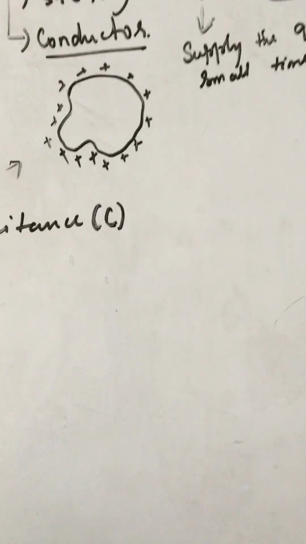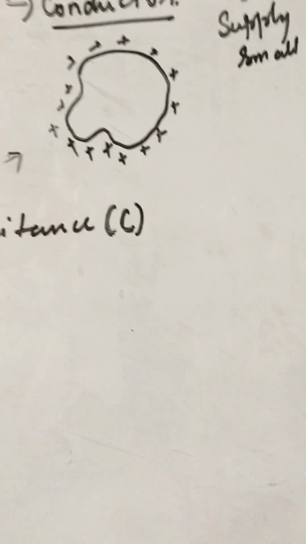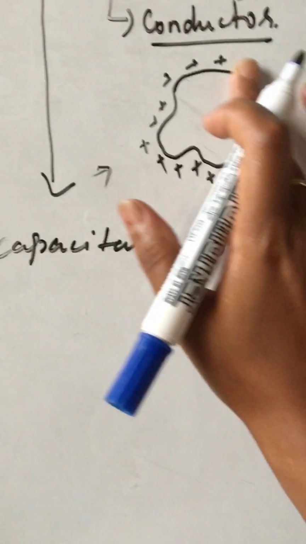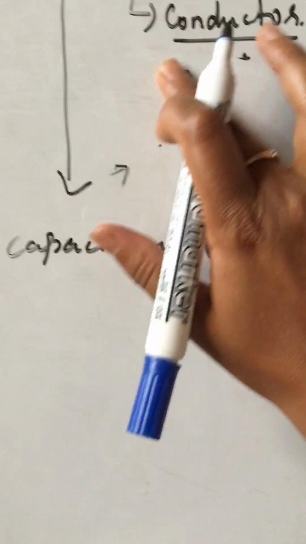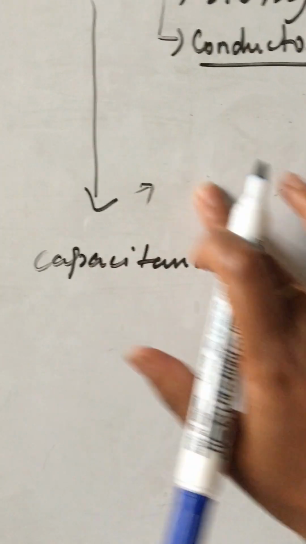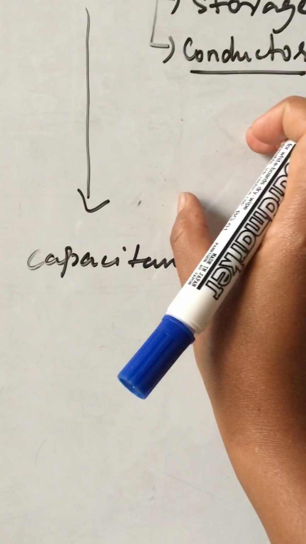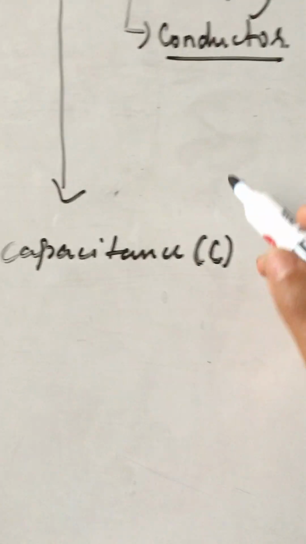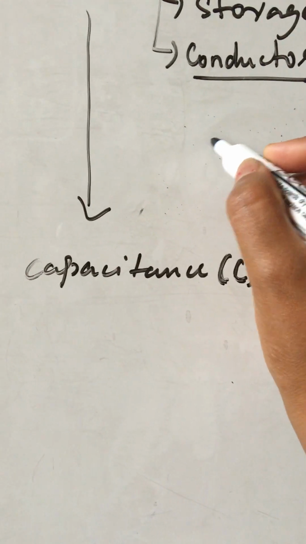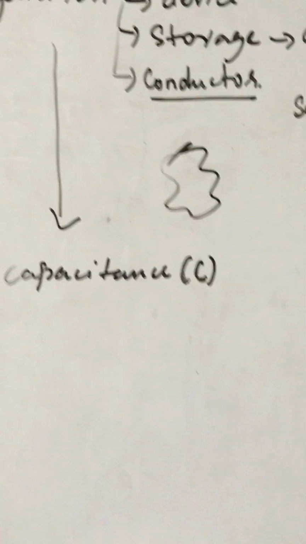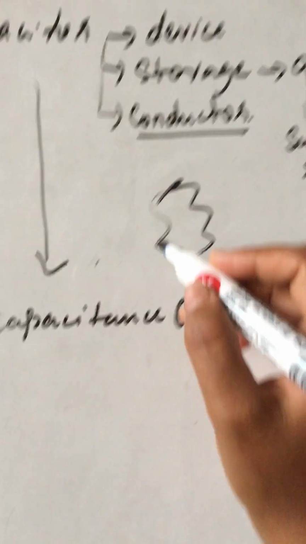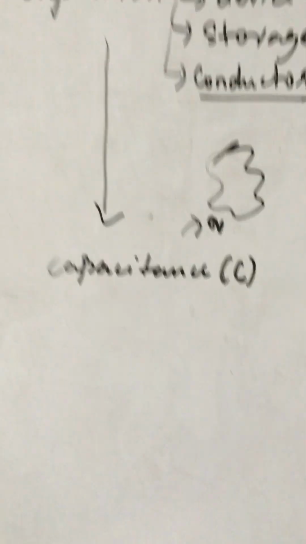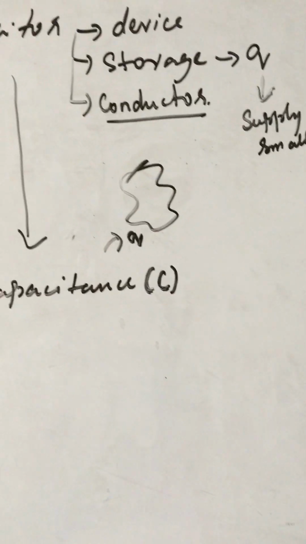Now see, in a conductor, let me remove this. Because a capacitor has to store the charge, that means it needs to carry the charge which is supplied from the electric board. Suppose here is a conductor, any conductor, I'm just making it. Now when you are supplying the charge, what will happen?